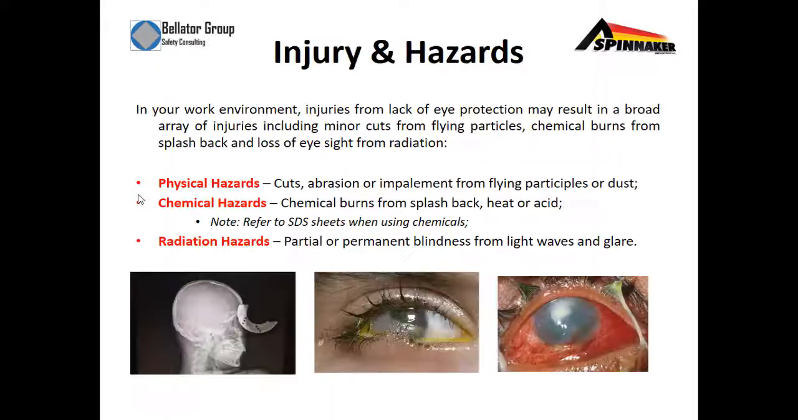Injuries and hazards. In your work environment, injuries from the lack of eye protection may result in a broad array of injuries, including minor cuts from flying particles, chemical burns from splashbacks, and a loss of eyesight from radiation. Physical hazards such as cuts or abrasions or impalement from flying particles or dust. Chemical hazards such as in picture number 2, chemical burns from splashback effect, heat, or acids. Or lastly, radiation hazards, whether it's partial or permanent blindness from light waves or glare.